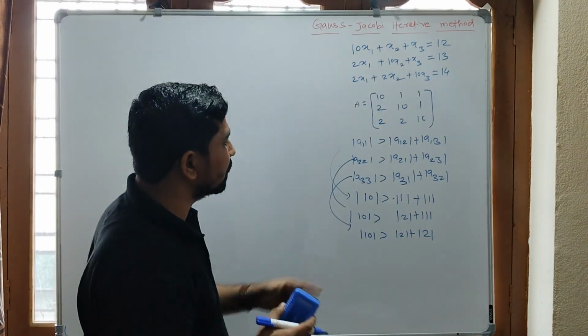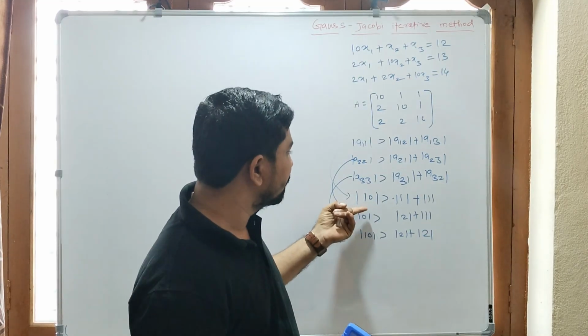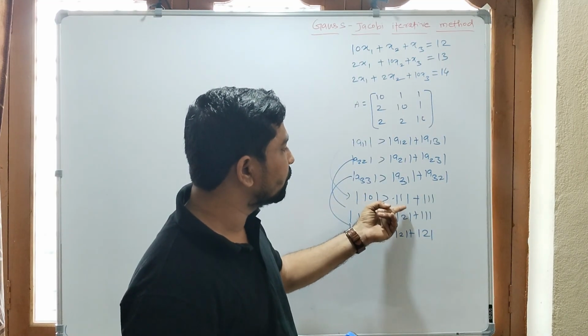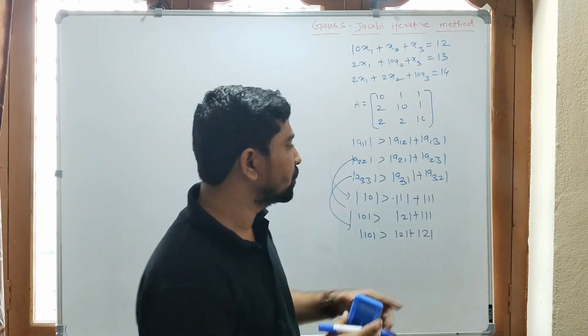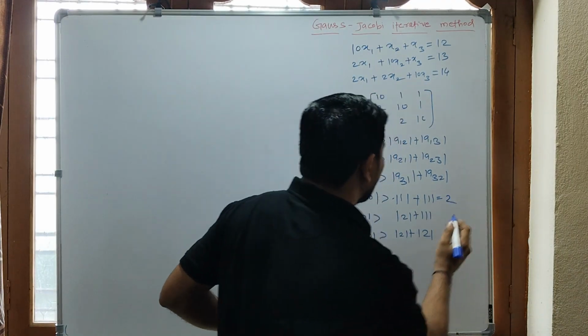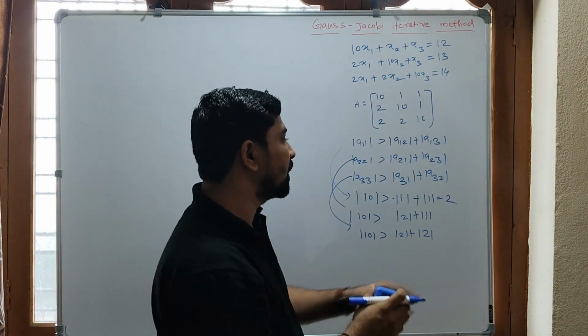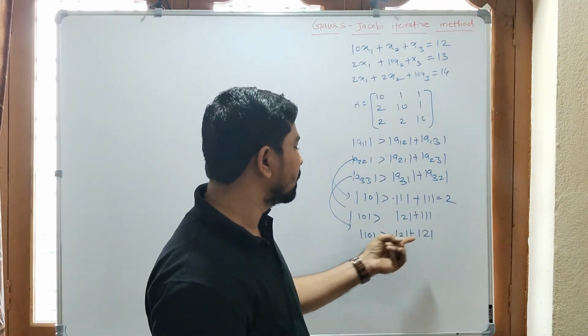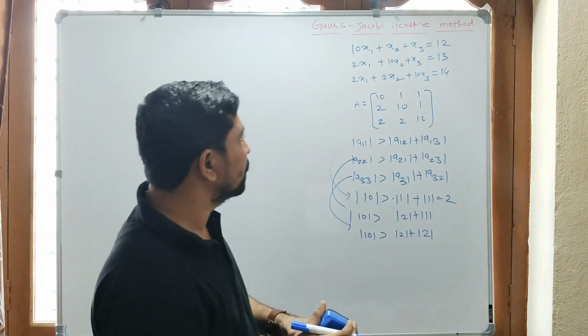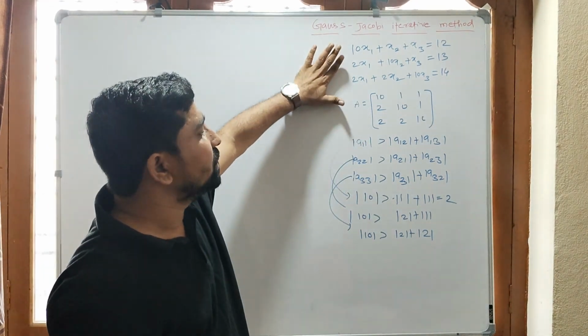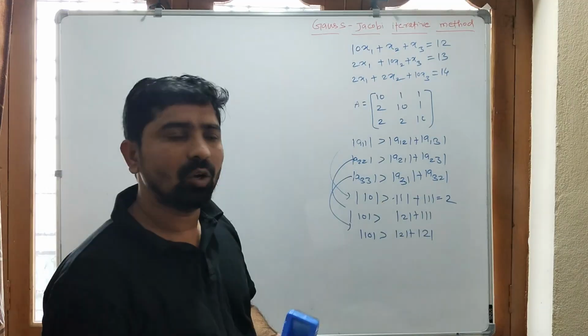So here you can check: mod of 10 is 10. 10 is strictly greater than mod of 1 plus 1, that is 1 plus 1, which is 2. Here you can observe 10 is strictly greater than 2, 10 is strictly greater than 3 and 10 is strictly greater than 4. So this means that my given system is diagonally dominant.